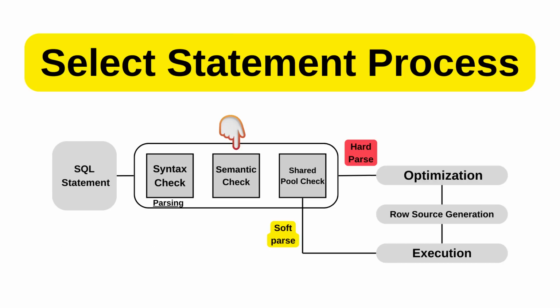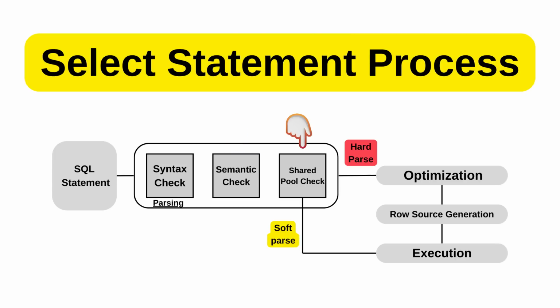The second stage is semantic check. It is checked whether the columns and tables specified in the query are in the database. This query is done using the dictionary cache. Data dictionary contains information about tables and views.